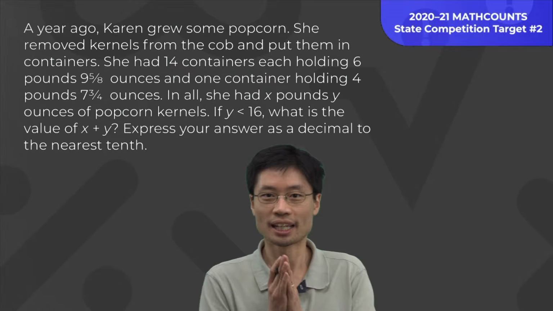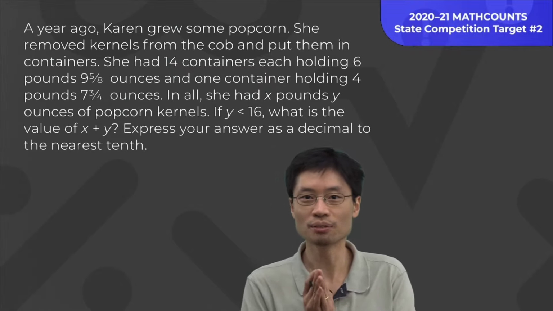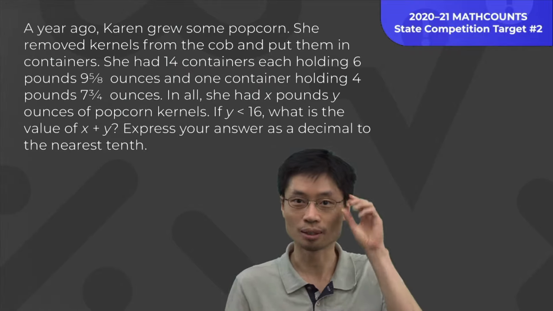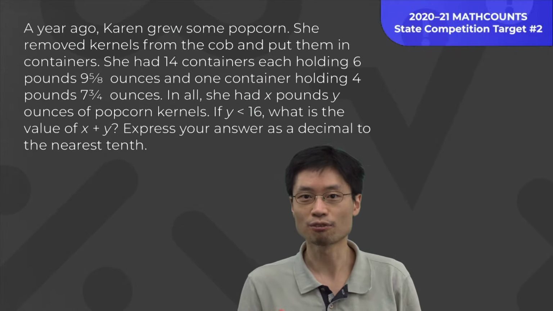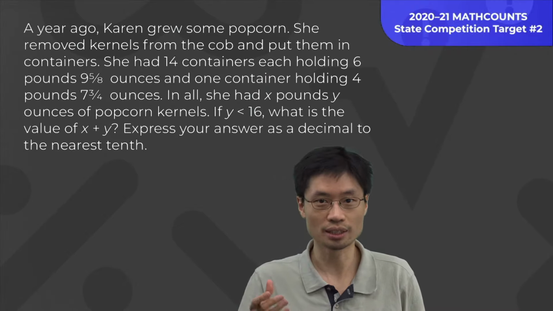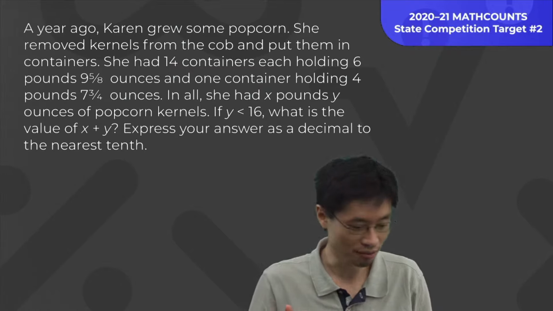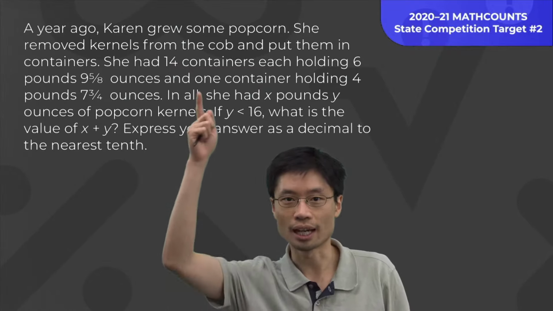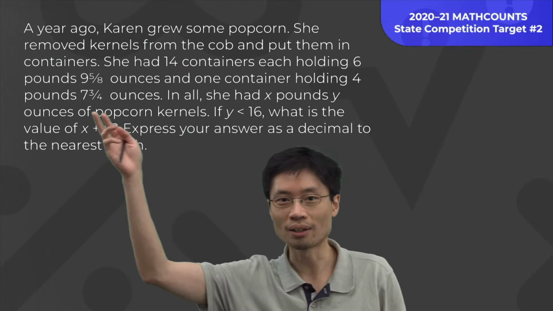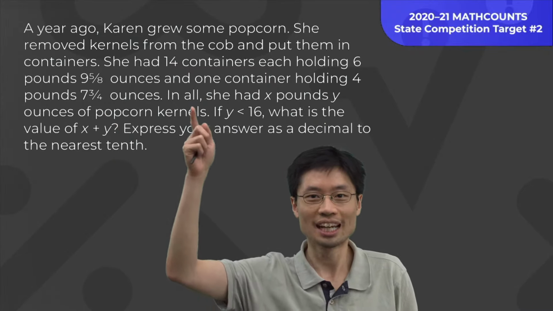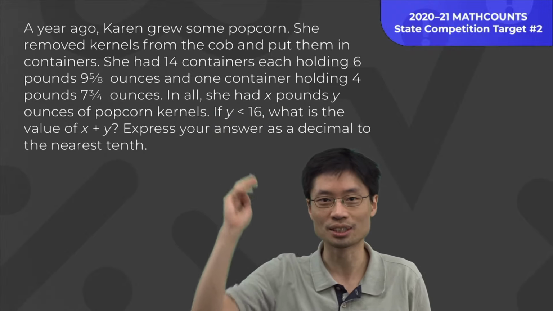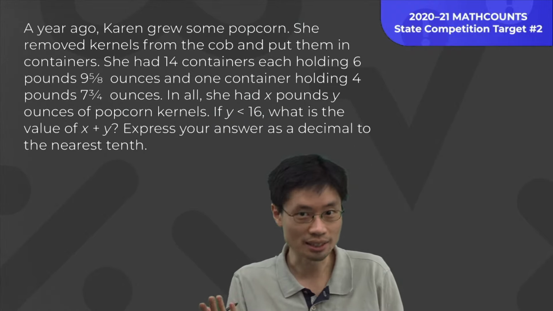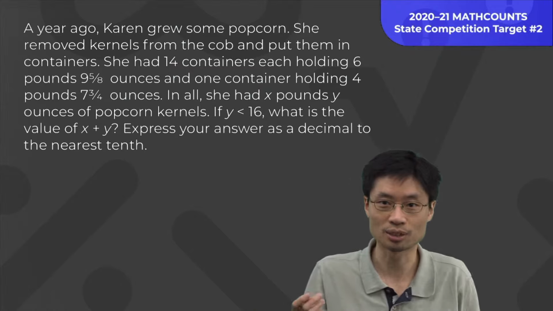A year ago, Karen grew some popcorn. She removed kernels from the cob and put them in containers. She had 14 containers, each holding 6 pounds, 9 5/8 ounces, and one container holding 4 pounds, 7 3/4 ounces. In all, she had X pounds, Y ounces of popcorn kernels. If Y is less than 16, what is the value of X plus Y?